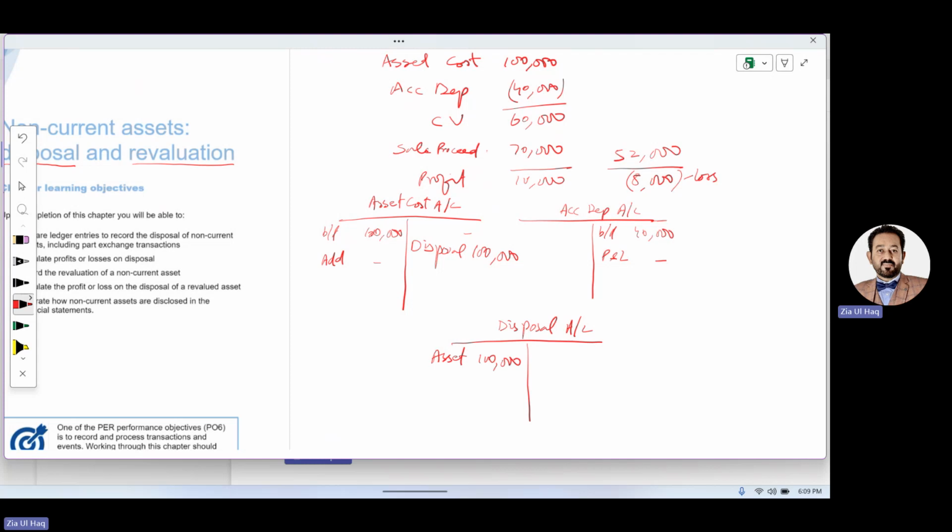At the time of disposal, we need to eliminate the depreciation of that asset. What is the depreciation of the asset we are disposing? 40,000. How can we eliminate depreciation? By debiting the accumulated depreciation account against disposal, 40,000. So the disposal account will be credited with 40,000 against the accumulated depreciation account. Is it fine?